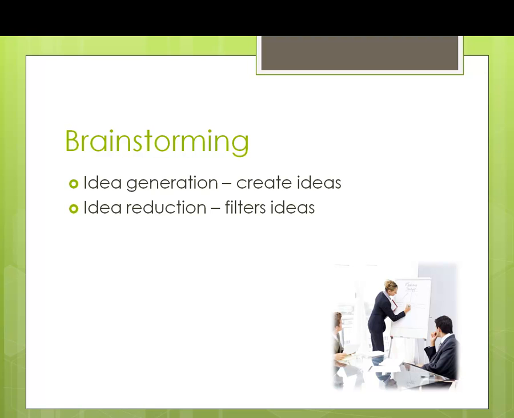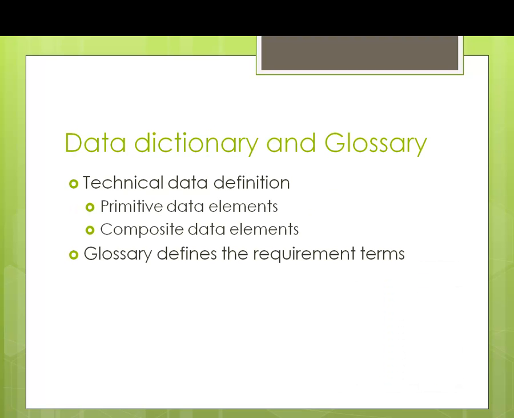Now, brainstorming actually has two parts. First is idea generation, where you are trying to generate or create ideas where anything goes. And then you have idea reduction, where you begin to filter ideas that aren't really valid or aren't really practical or applicable to the scope and requirements that you're trying to generate.